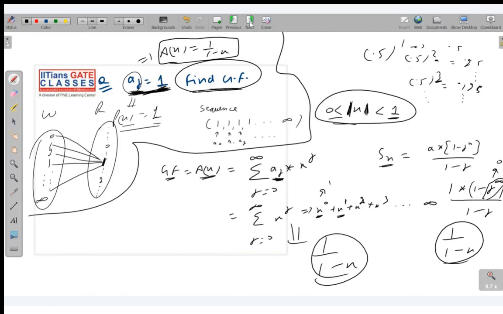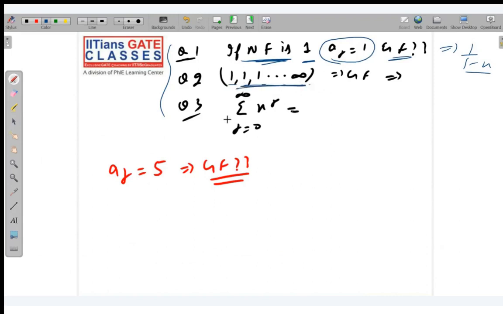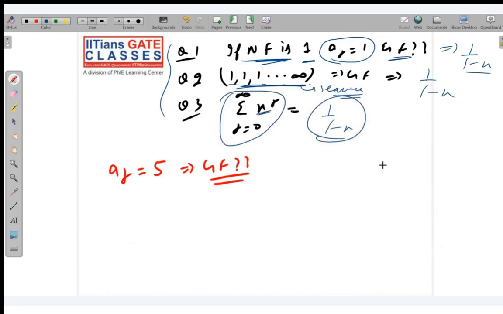Okay. So this type of question can be asked in GATE. Try to focus. If the numeric function is 1, they will simply say it like this, a_r is equal to 1. What is the generating function? Simply you will answer 1 upon 1 minus x. They can say it like this also, 1, 1, 1 up to infinity. What is the generating function for the sequence? You will say 1 upon 1 minus x. They can say like this also, sum over r equal to 0 to infinity of x power r. What is the sum? The sum is 1 upon 1 minus x. All the three questions are the same only.